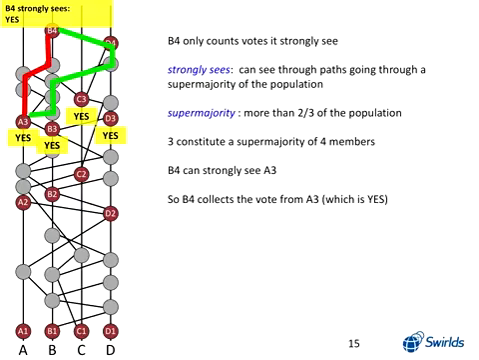So the green line goes through Dave. So B4 does strongly see A3. If you look at the red line and the green line, it's going through 3 different people, and so 3 different members, and so B4 does strongly see A3, and so as we're tallying the votes, B4 says, yep, I see that first vote, and it is a yes.